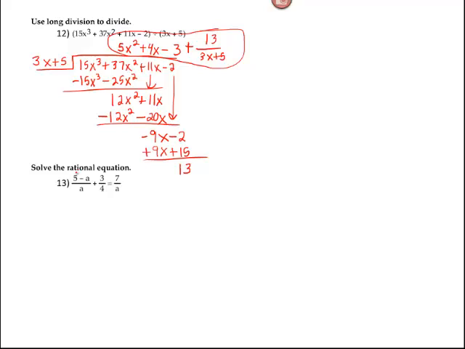Solve the rational equation. So the key here is we're trying to get rid of the fractions because that makes it easier. And to do that, we take our denominators, and that's what we're going to multiply by. So we have an a, a 4, and an a, which means I need to multiply by 4a. So if I do that, I'm going to write it out. I'm distributing.